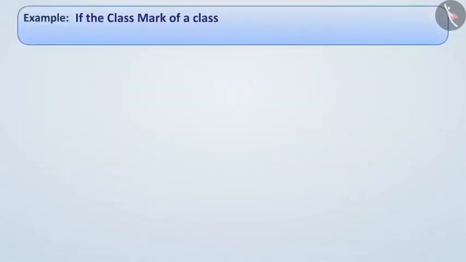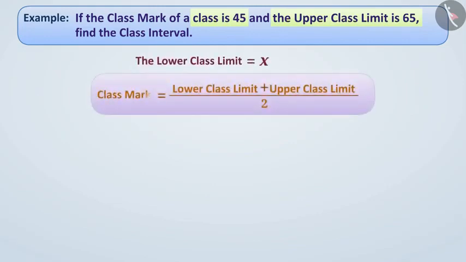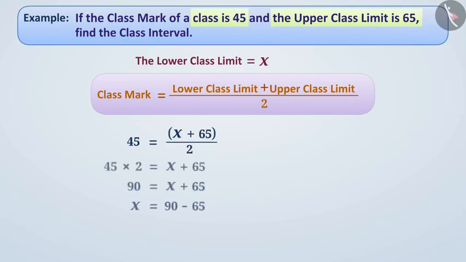Example: if the class mark of a class is 45 and the upper class limit is 65, find the class interval. Here the class mark is 45 and the upper class limit is 65. Let x be the lower class limit. Now we can say that the class mark 45 is equal to the sum of lower class limit x and upper class limit 65 divided by 2. By simplifying it, we will get the lower class limit x is equal to 25. In this way, the class interval is 25 to 65.